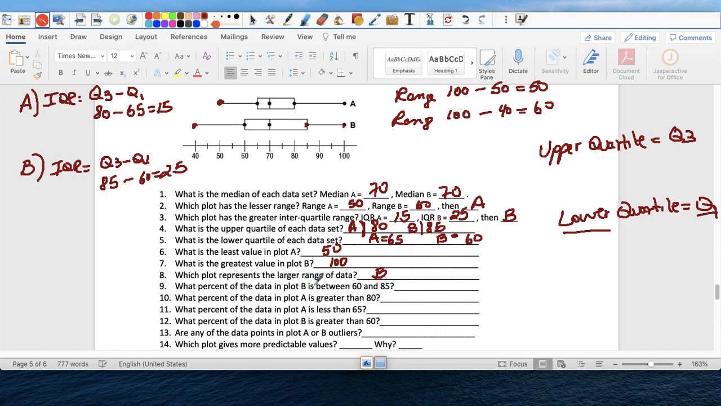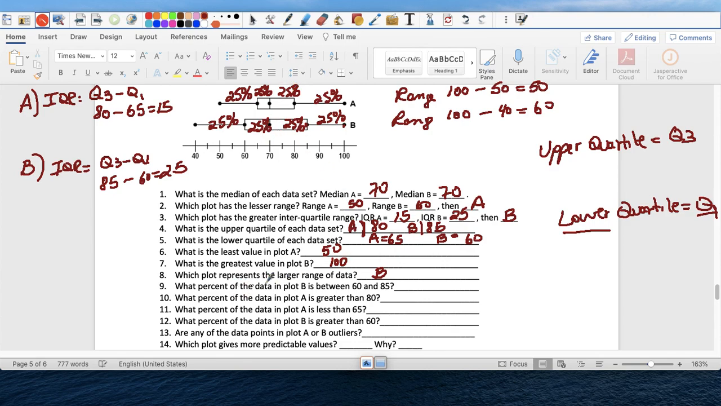What percent of the data in plot B is between 60 and 85? ¿Cuál porcentaje está entre 60 y 85? So first, before I answer that question, I'm going to do something I should have done before. So remember, each section of the box plot is 25%. This is 25%, this is 25%, this is 25%, right?